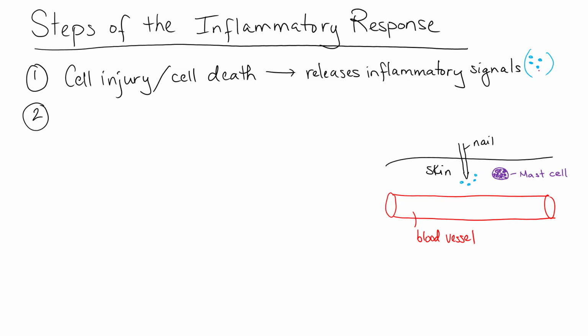Okay, these inflammatory signals are released from these injured cells, and they'll come and bind to mast cells, and that will tell the mast cell to degranulate. And recall, the mast cell degranulates. That means it's going to release these purple granules. It's going to release histamine. And histamine is another type of inflammatory signal, also known as a cytokine.